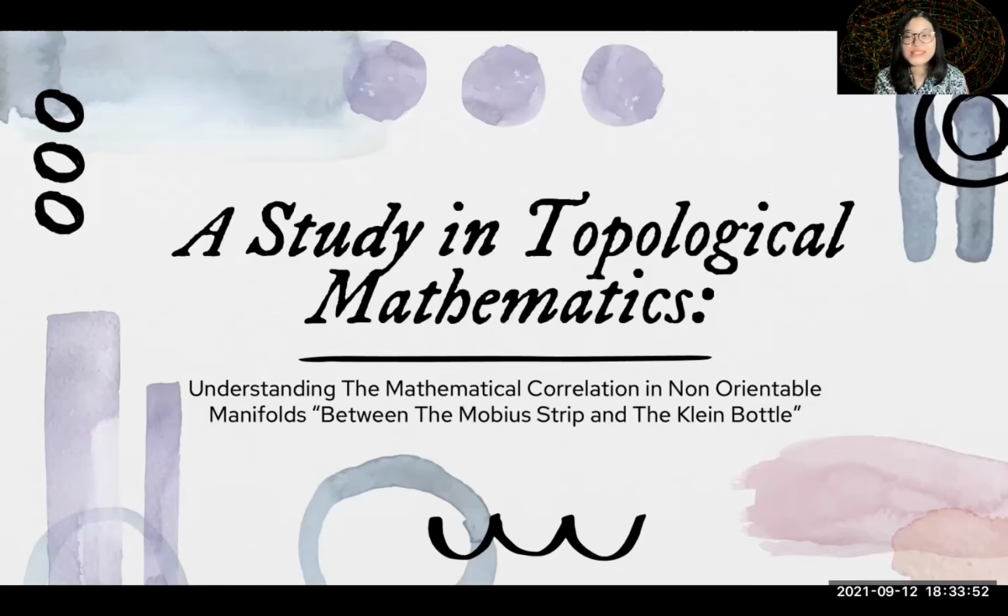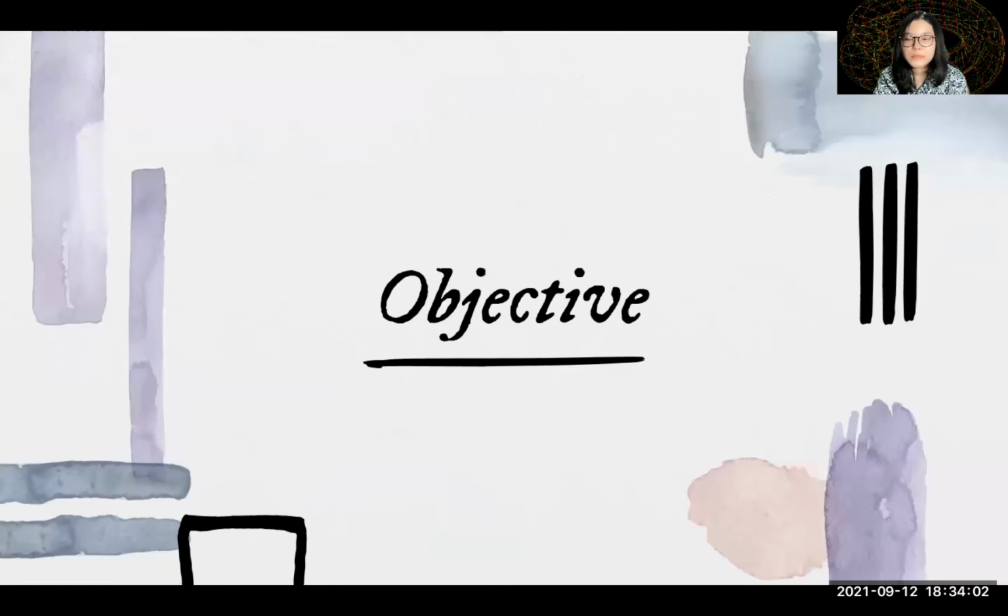I am a student in SMA Negeri 4 Bandung, and today I will be assisting you guys in this topological journey. The objective of this research is to provide people who may not be familiar with topology a view into how the Mobius strip and the Klein bottle relate to each other using topology, and how to help the reader visualize the Klein bottle in the fourth dimension.